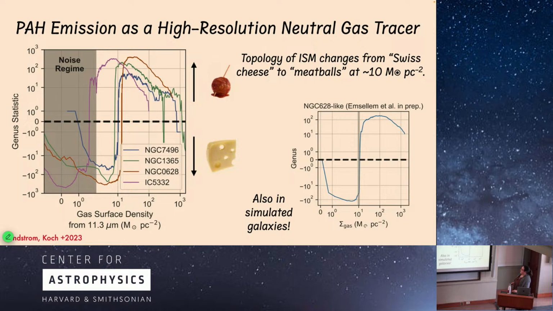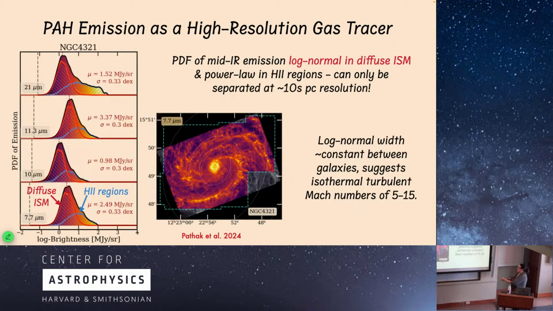One other cool application of using PAH emission as a gas tracer that I want to highlight is the ability to look at PDFs of the emission at high resolution. So this is work by Deb Patak, who's a grad student at Ohio State. And what Deb did is to take all of the galaxies, toss out the H2 regions where we know things are a little bit weird for the PAHs, and also get very bright, and look just at the diffuse ISM, and look at the PDF of the column density you would infer from the mid-infrared emission.